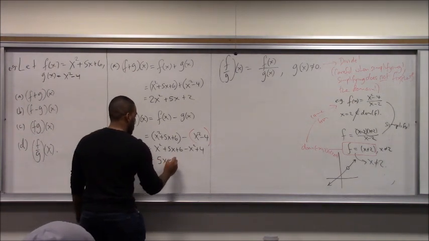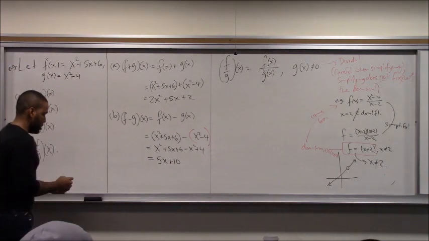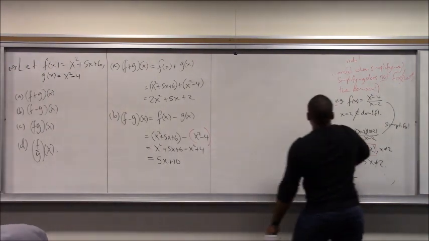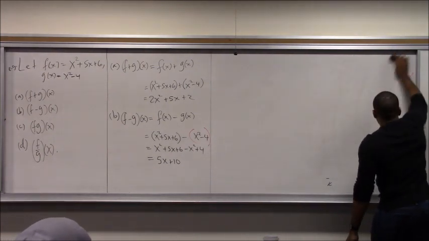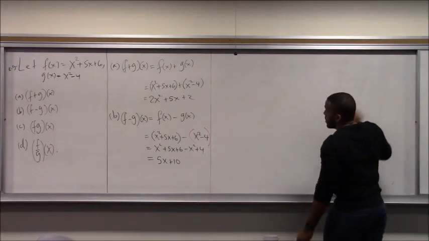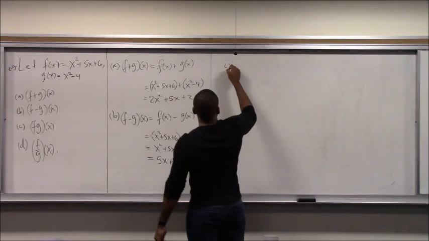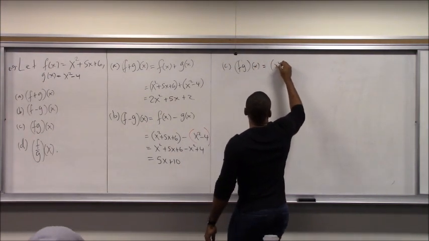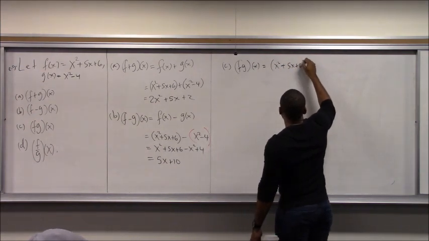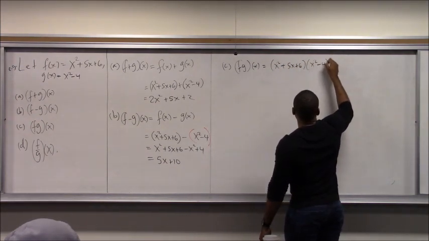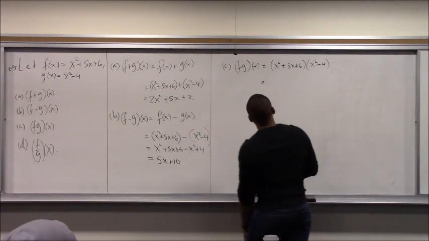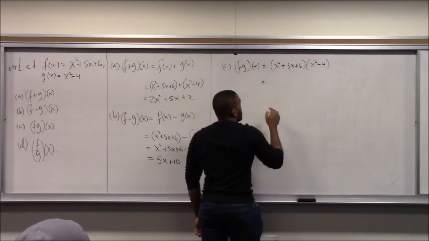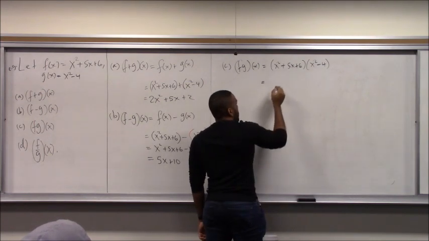5x plus 10. And that is the f minus g. You go to the multiplication, fg of x. This is going to be x squared plus 5x plus 6 times x squared minus 4. How do you compute what that is? Well, how would you do it?